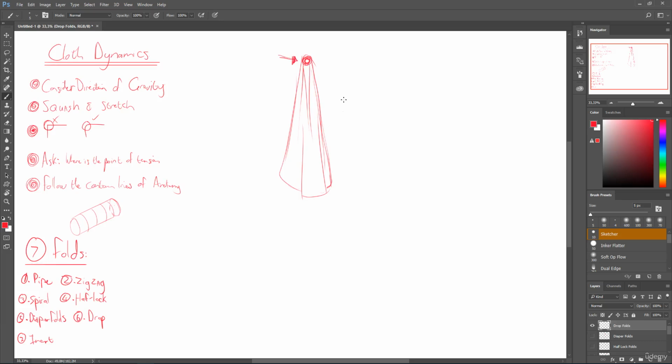Now you could use this for all sorts of different things. Perhaps this is a character and it's some kind of embroidery in her hair, some kind of cloth in her hair hanging down, for example. But what characterizes it is that we have these lines here coming down from the point of tension, and then the cloth hanging down and overlapping itself, right? So these are drop folds.